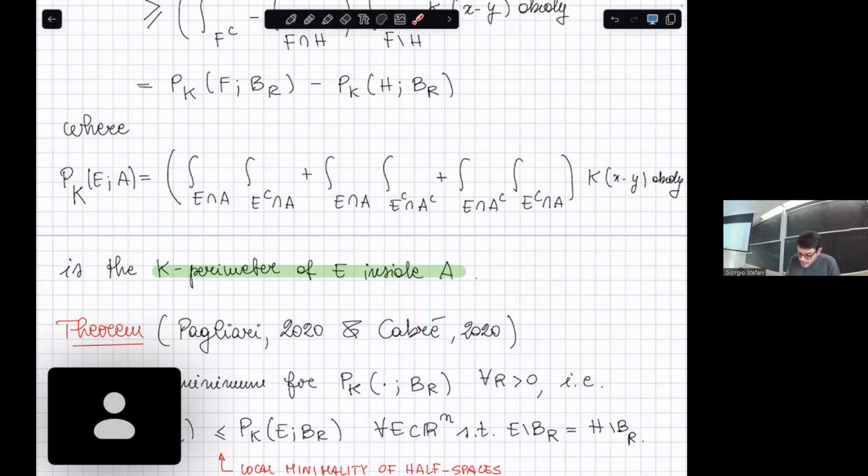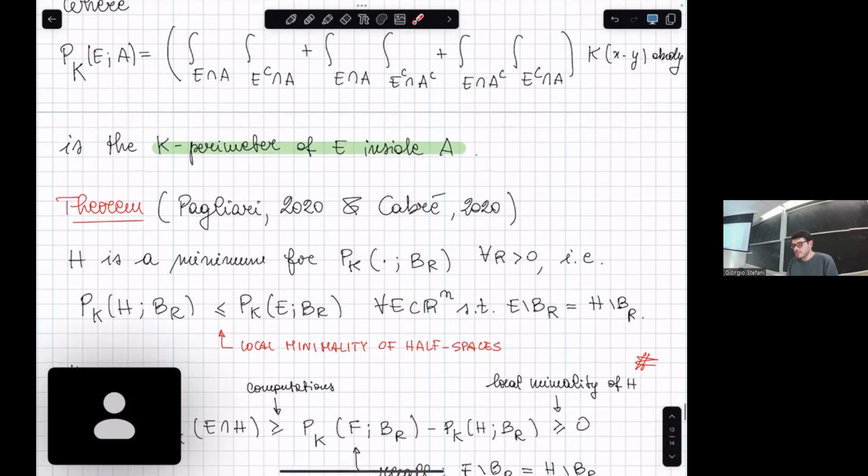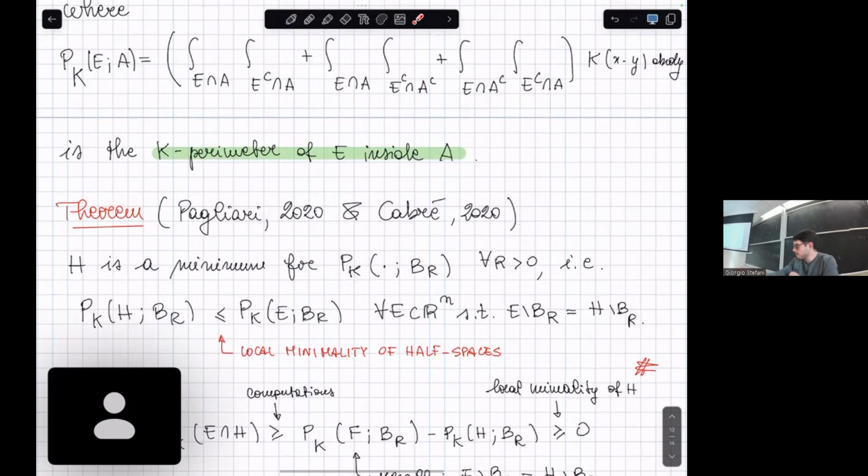But I'm also interested in the interaction between A and its complement even if I go outside the box. So same story here, but also considering the interaction which happens close to the boundary of H. The only interaction we don't care about is what's happening outside H. So there is no interaction between A and E complement, both outside H. This is the K perimeter of E inside the new box A.